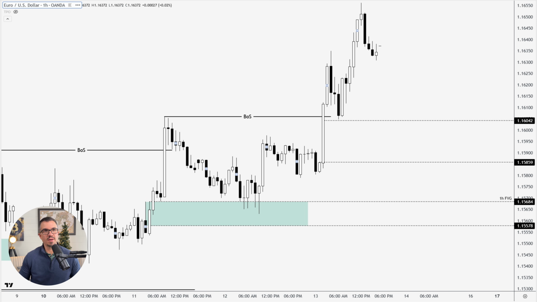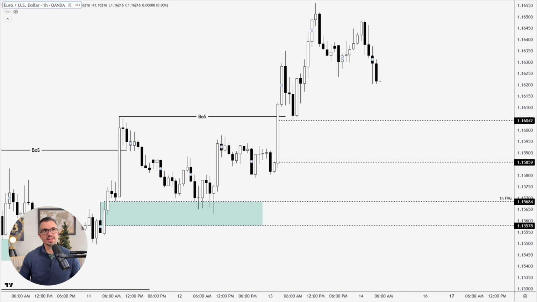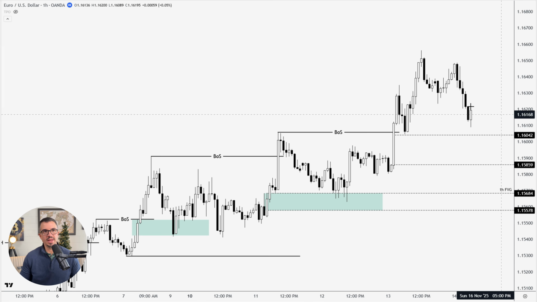So I'm not going to draw my fibs out just yet to find that discount window, just because there's really no point at this stage, because I want to make sure that whatever high we have is going to be the external high for the euro.